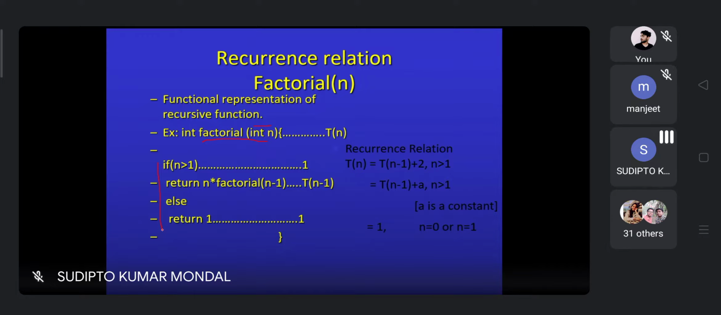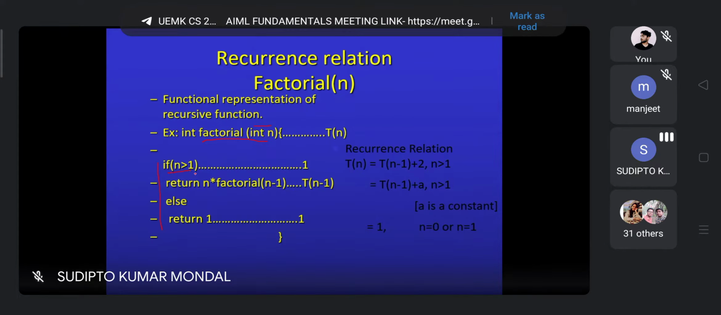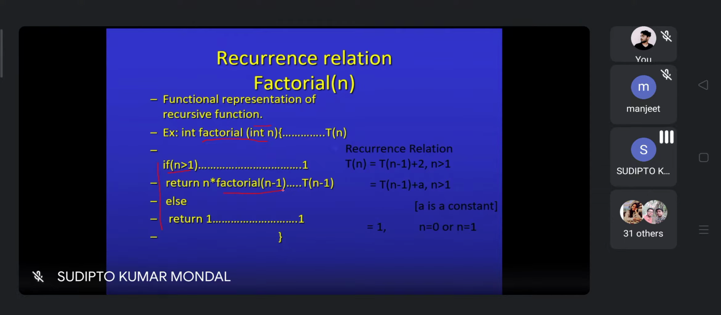If n is greater than 1, it says return n into factorial of n minus 1, else return 1. So the terminating condition is clearly mentioned. The function calling itself is clearly mentioned. So these two are definitely important properties of a recursive function.